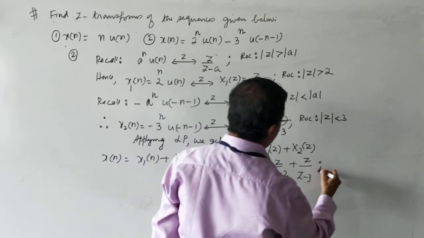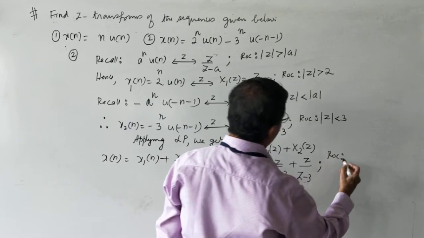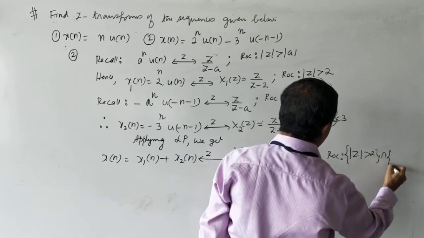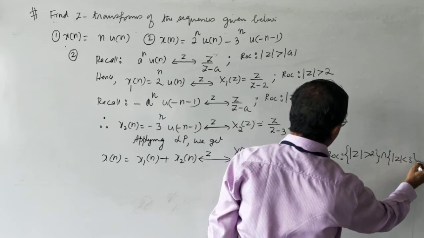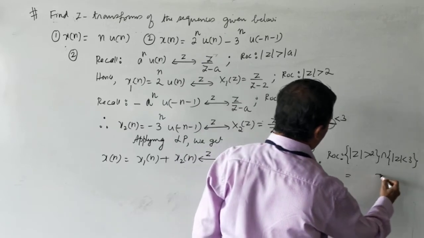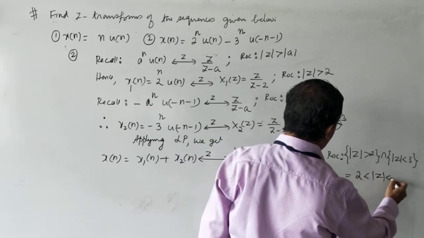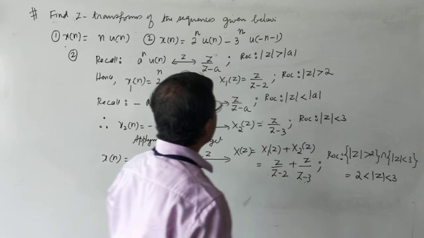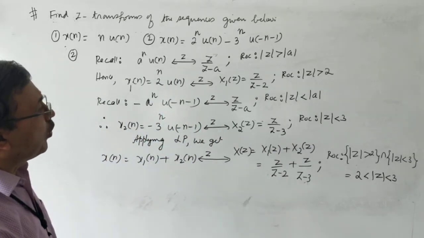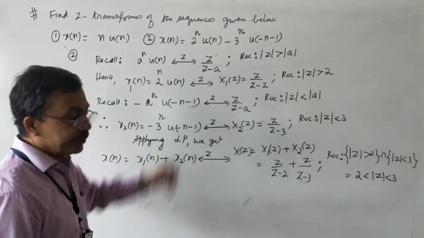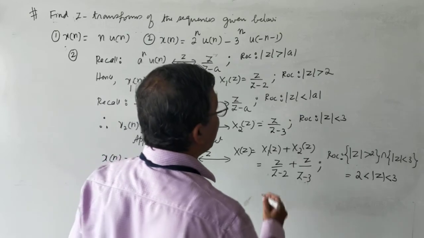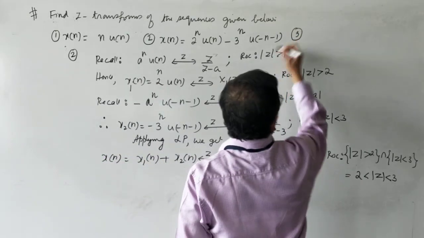What is the ROC? Intersection of the two ROCs. That means mod z greater than 2 intersected with mod z less than 3. Mod z should be more than 2 and less than 3. This means mod z greater than 2 and less than 3. This is how we apply the linearity property to find the z transform of this sequence. One more problem if you want, we can add here, that is the third one.